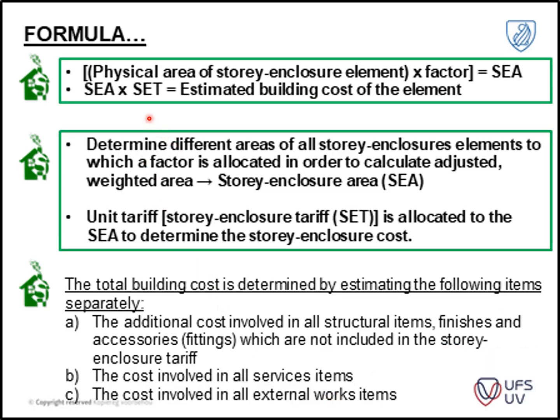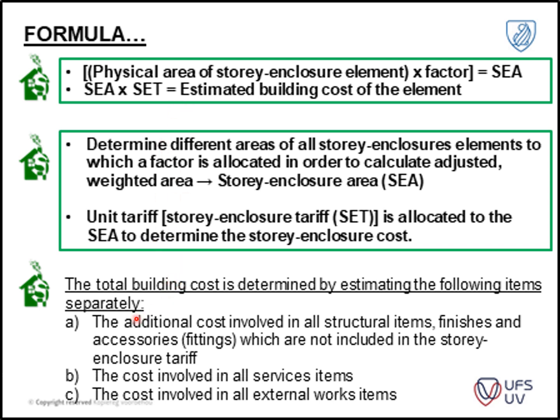So you will see the formula is basically the physical area of the story enclosure elements times a factor provides you with a story enclosure area. Then this story enclosure area is multiplied by the story enclosure tariff, estimating the building cost of an element. Okay. Determine the different areas of all story enclosure elements to which a factor is allocated in order to calculate the adjusted weighted areas. So your story enclosure area is thus calculated. The unit tariff, the story enclosure tariff, is allocated to the story enclosure area. So it's a repetition of what was said just there.